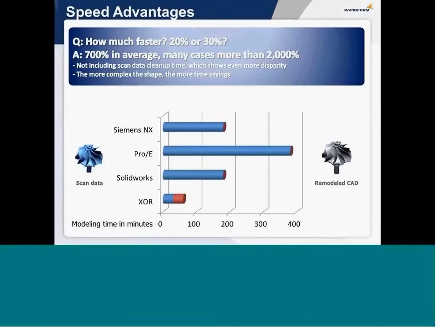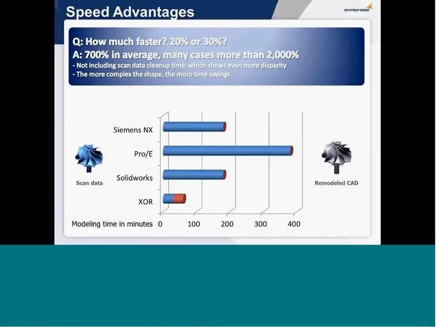Now let's talk about the speed advantages. Actually, how much faster is RapidForm? 20% or 30%? In fact, it's over 700% on average, and in many cases more than 2000% speed advantage. I'm not talking about the scan data cleanup time, which shows even more disparity. As a matter of fact, in RapidForm, you don't need to scan the whole part. You can scan only the part which defines features in the model, and then based on that feature information in the scan data, you can recreate your CAD model. The more complex the shape, the more time saving you have.